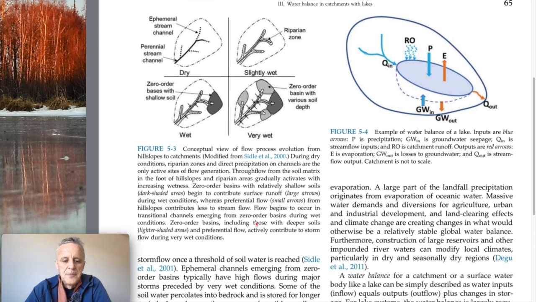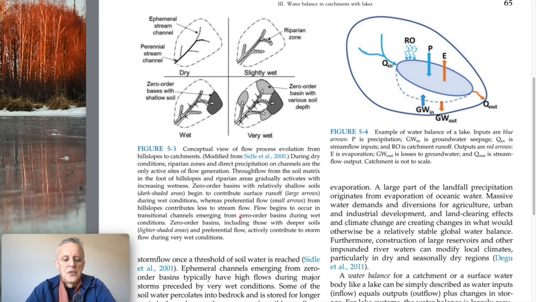Figure 5-3, a conceptual view of flow process evolution from hill slope to catchments. During dry conditions, the riparian zone and direct precipitation on channels are the only active sites of flow generation. Throughflow from the soil matrix at the foot of the hill slope and riparian areas gradually activates with increasing wetness. Zero-order basins with relatively shallow soils, dark shaded areas, begin to contribute surface runoff, large arrows, during wet conditions, whereas preferential flow, small arrows, from hill slopes contributes less to stream flow.